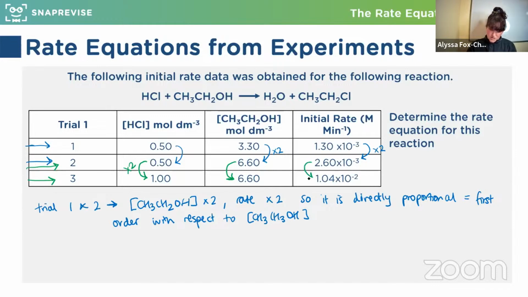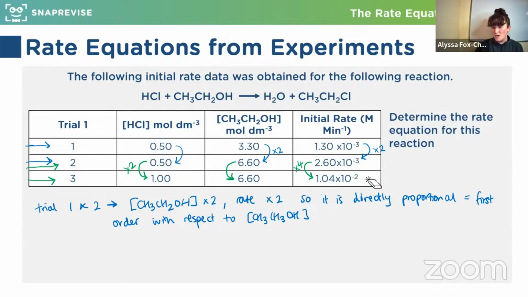Well, what is the relationship between 2.6 times 10 to the minus 3 and 1.04 times 10 to the minus 2? That's actually 4 times bigger. First order means directly proportional. Yes, exactly. So by doubling HCl, my HCl is increased by 2 times, so I've doubled it. My initial rate is increased by 4 times. So this isn't now a directly proportional relationship. This is a squared relationship. Lovely, well done, Gabby. So it must be second order.